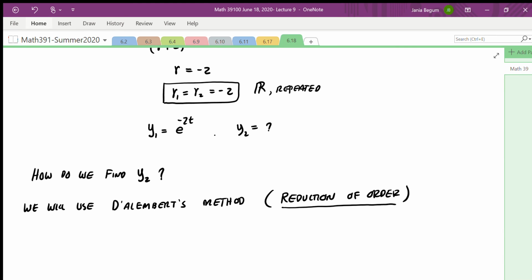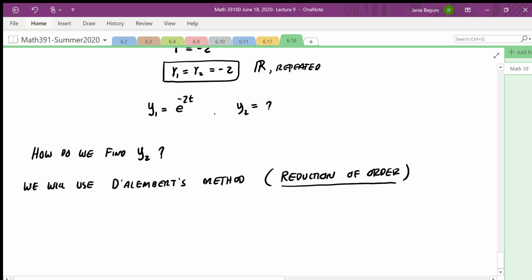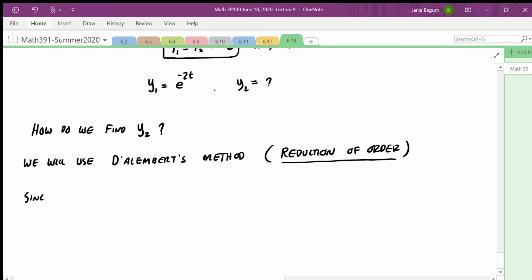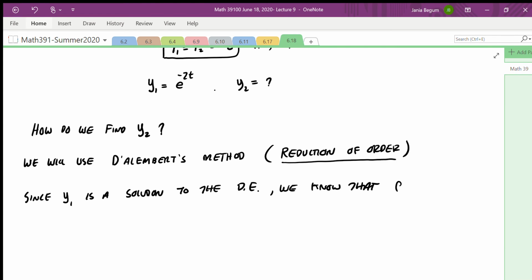Well, this is how it works. We know y1 is a solution. So c1 times y1 is also a solution, right? A constant times y1 is a solution. So since y1 is a solution to the differential equation, we know that a constant times y1 is also a solution. For now, let's just call it constant c. c times y1 is also a solution.